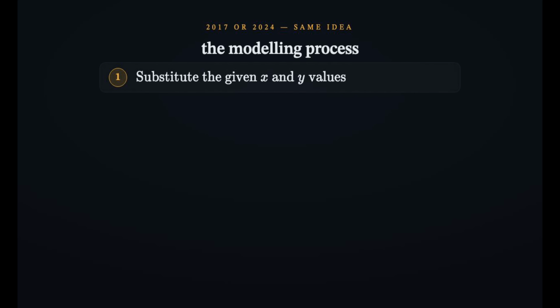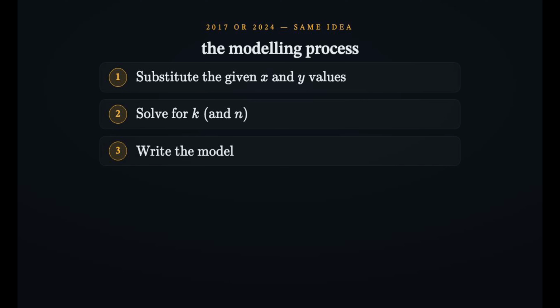But yeah, whether you're a 2017 syllabus student or a 2024 syllabus student, the key process for modeling is: 1. Substitute the given x and y values. 2. Solve for k or n. 3. Write the model. 4. Use the model to answer the question.